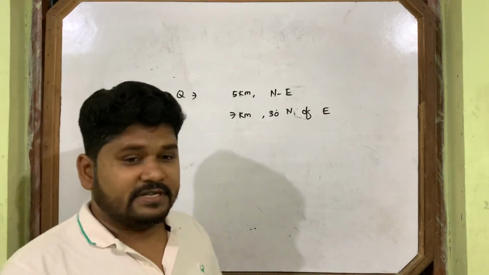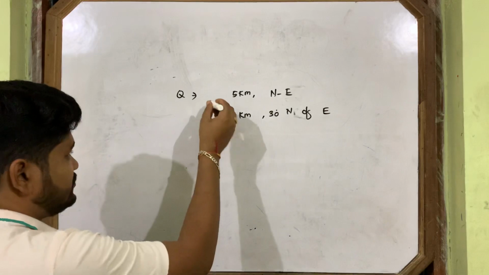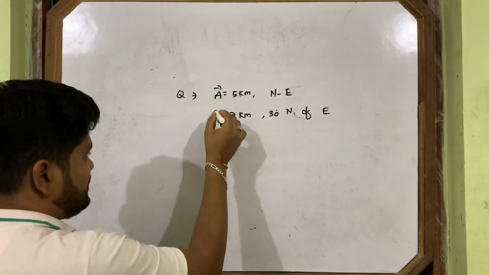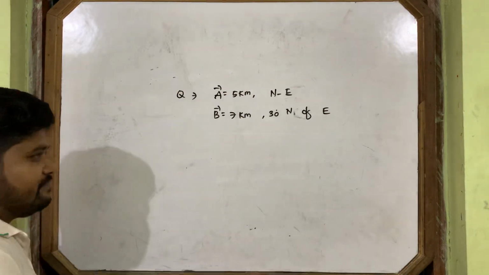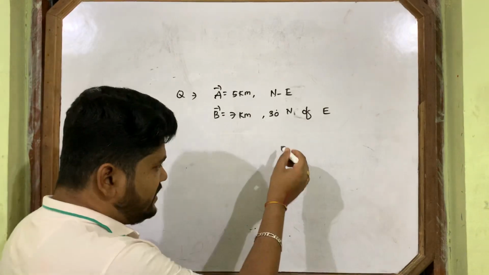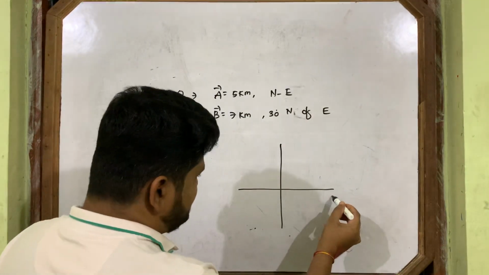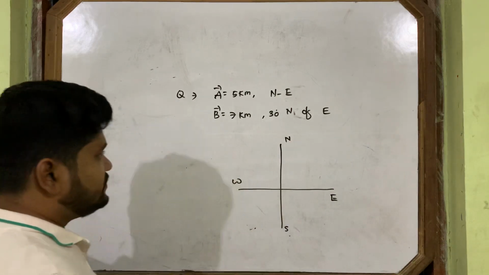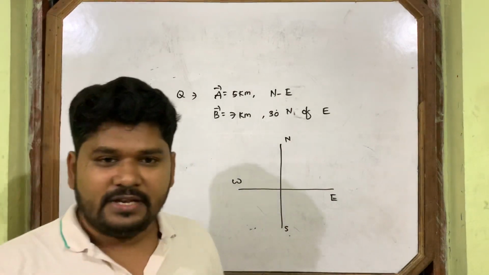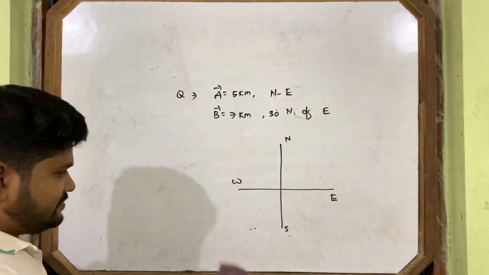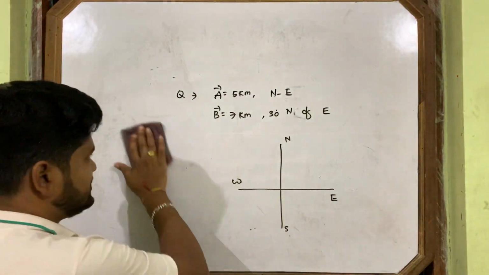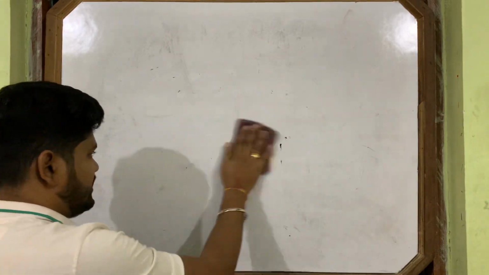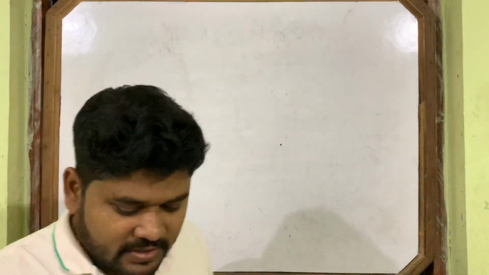How will you present these vectors geometrically? So these are two vectors. One is A vector. This one is B vector. You can present these vectors geometrically by drawing a direction map. This is east. This is west. This is north. This is south. You can present them geometrically. So this is the task for you, homework for you. Try this question: how to present two vectors geometrically.